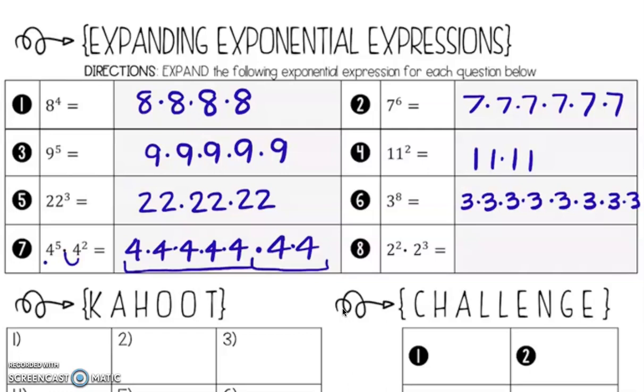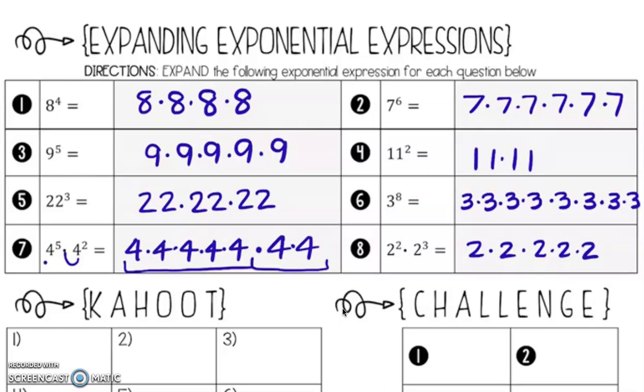We did number 7 altogether. So number 8, we would expand 2 times 2 first, times a 2 to the third power, which would be 2 times 2 times 2. So altogether, you're going to have 5 2's in your list.